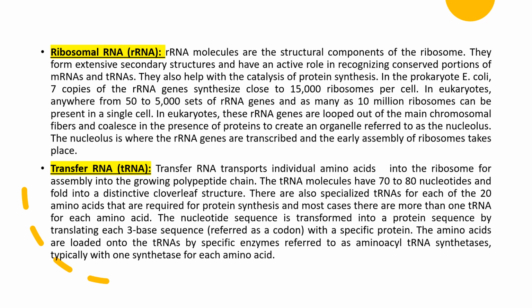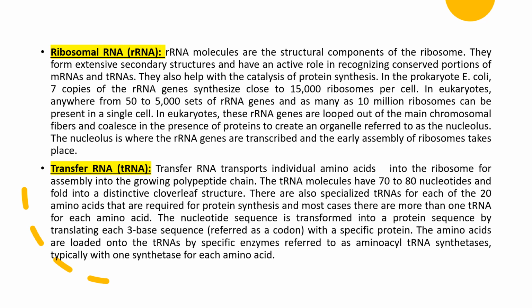In eukaryotes, these rRNA genes are looped out of the main chromosomal fibers and coalesce in the presence of proteins to create an organelle referred to as the nucleolus. The nucleolus is where the rRNA genes are transcribed and the early assembly of ribosomes takes place.